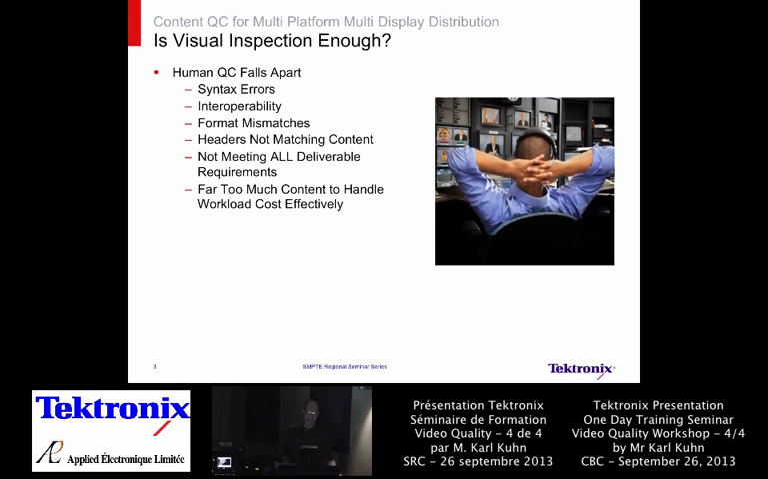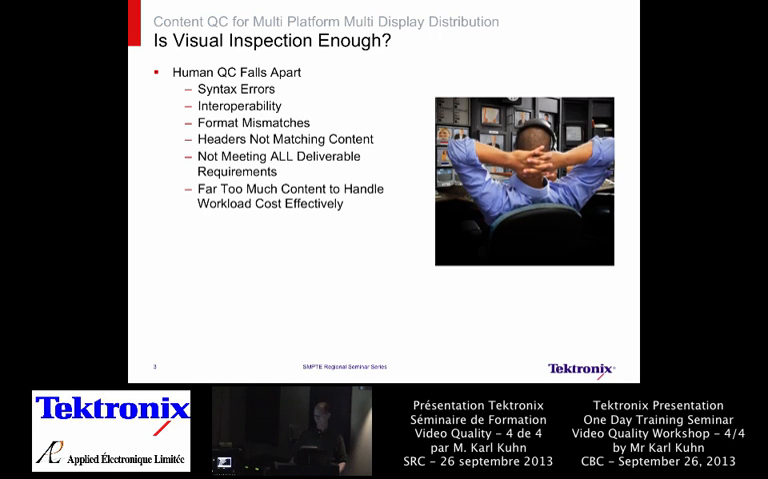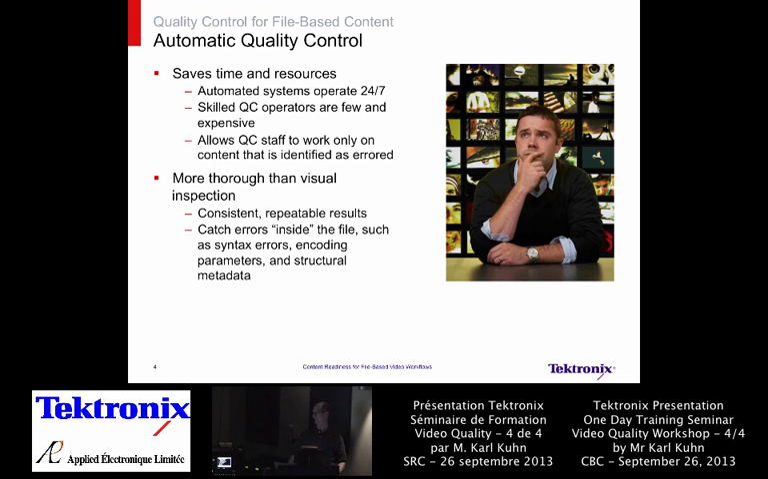Far too much content to handle. People just get to the point. The human brain turns off. If you have to sit and watch hours and hours of the same content over and over again, eventually you can't take it. Cruel and unusual punishment. So you need to automate the process 24/7 because your skilled operators need to be doing things that require skill, not just looking at content because it's there.